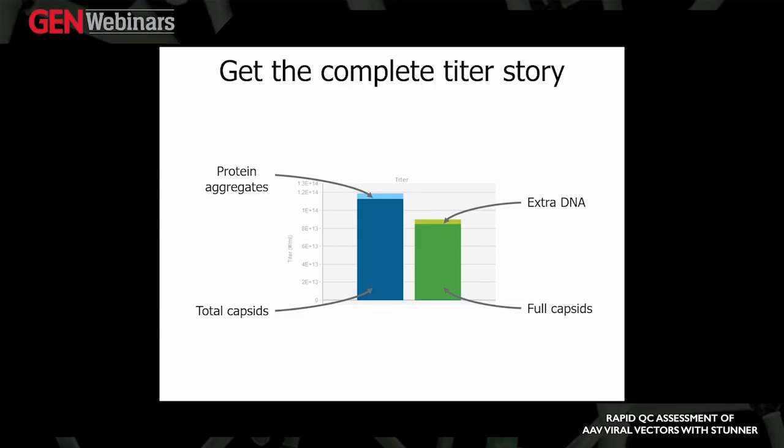On the right-hand side, in the green bar, the process follows the same steps for DNA. The total height of the green bar is the total amount of DNA expressed as the total number of genomes that you could make, the viral genomes. Light green is extra DNA, and dark green is the number of full AAV capsids. The proportion of dark green, which is full capsids, and dark blue, which is total capsids, is the percent full value for the sample.